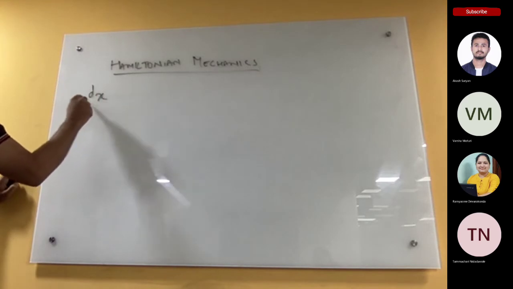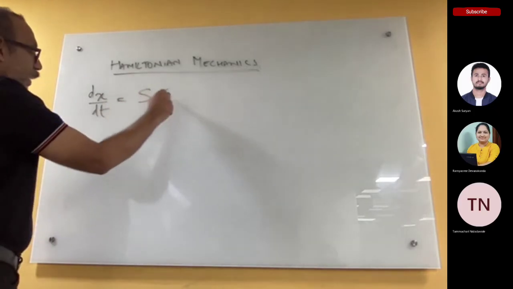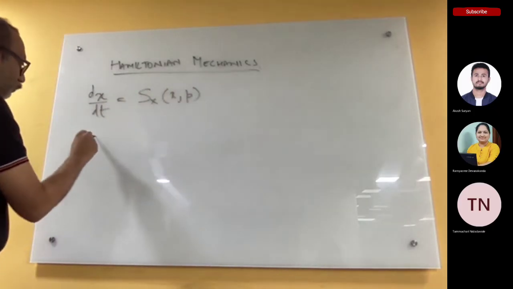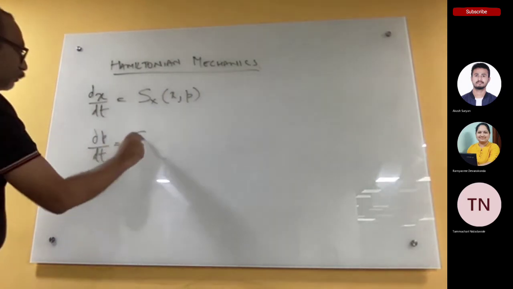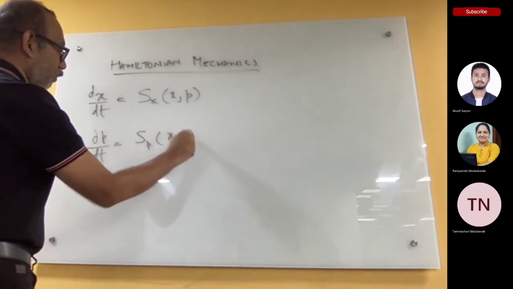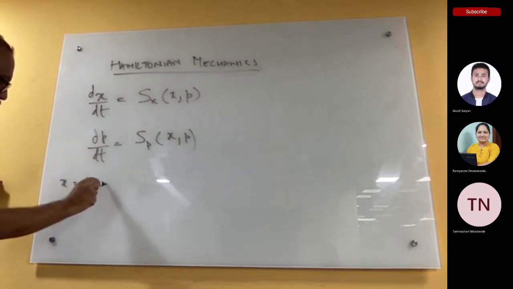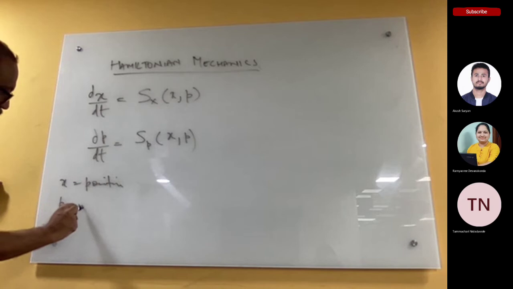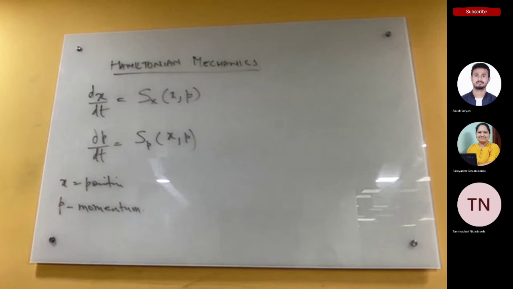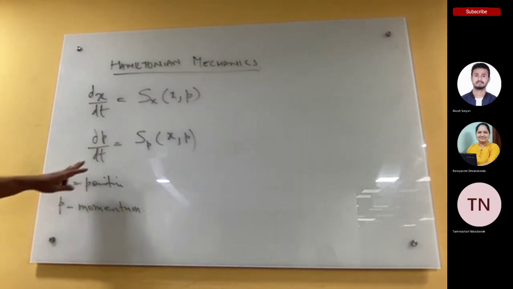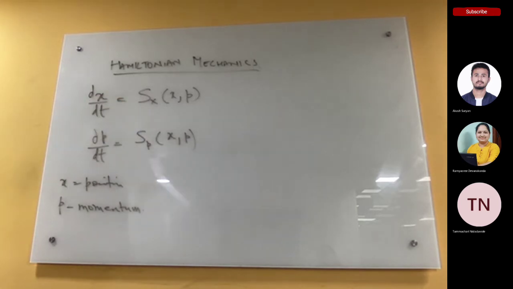One is dx by dt equals, and don't worry if you don't understand them, we will get into this. And dp by dt equals. We will see what S of x and S of p are. Here x is position and p is momentum. What is momentum? Mass into velocity is the momentum, right? So x is the position, p is the momentum. These are known as the Hamiltonian equations.